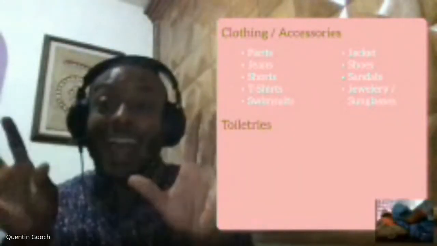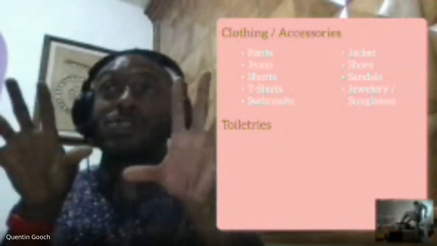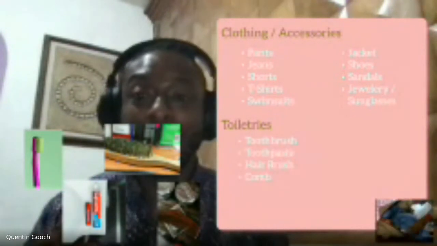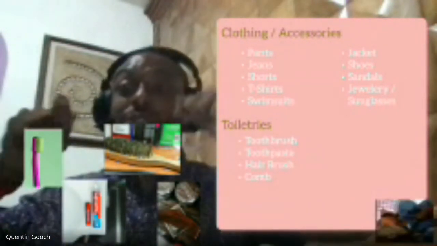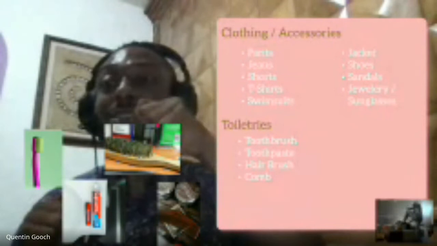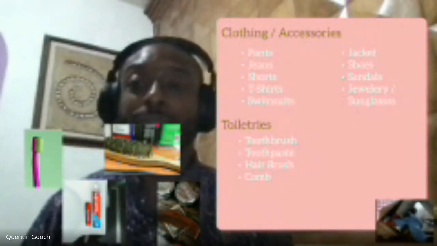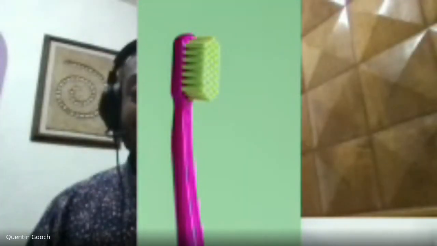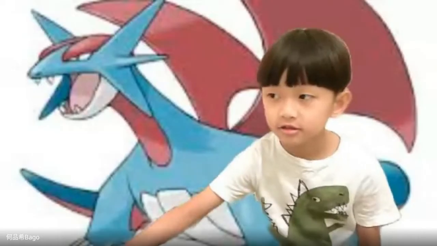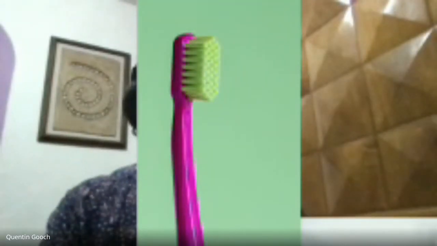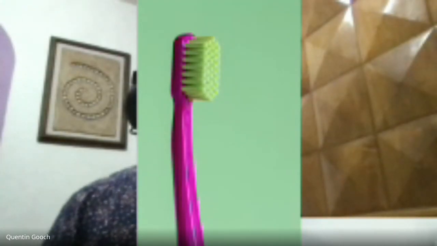Now we're going to something different. Our toiletries. So these are the things that we use to stay clean or to take care of ourselves. Okay. So toiletries. What's this one? Toothbrush. Very good.